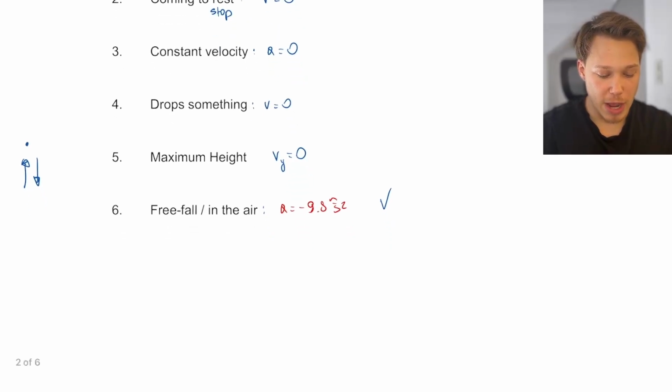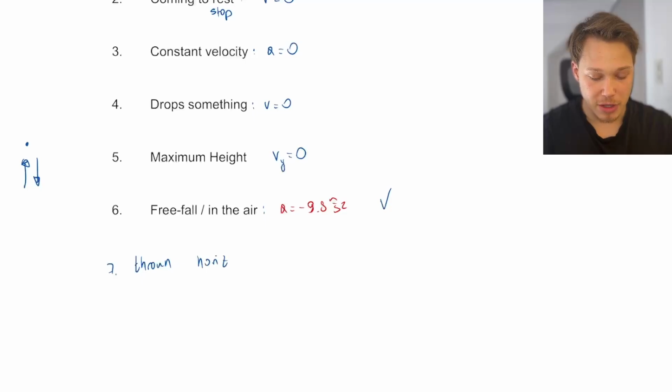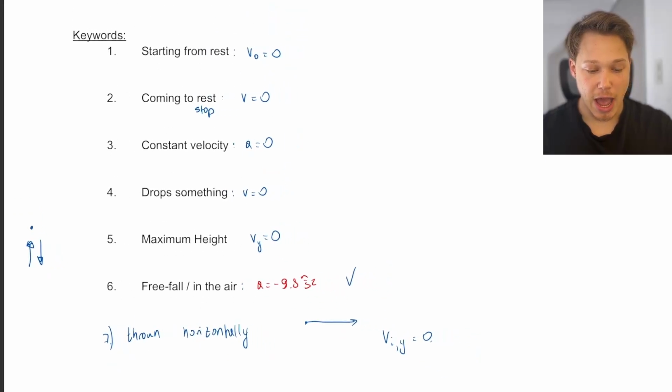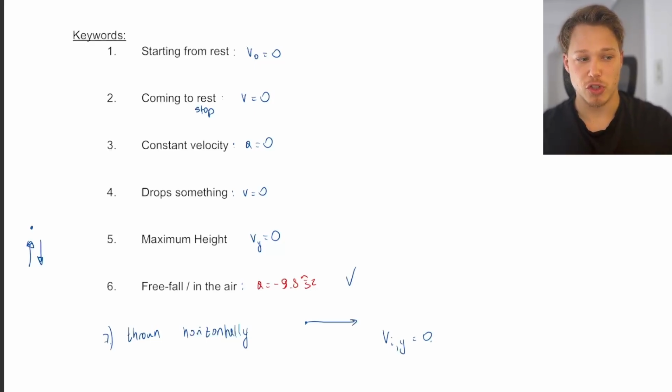Now, one more thing I would add to this is the phrase thrown horizontally. Because if something is thrown horizontally, that means it only has velocity in the x and its initial velocity in the y is 0. So if you know these keywords and you know the equations and how to pick the right equations on the previous page, you should be really good at solving these problems. Let's take a look at what our general approach will be for solving these.